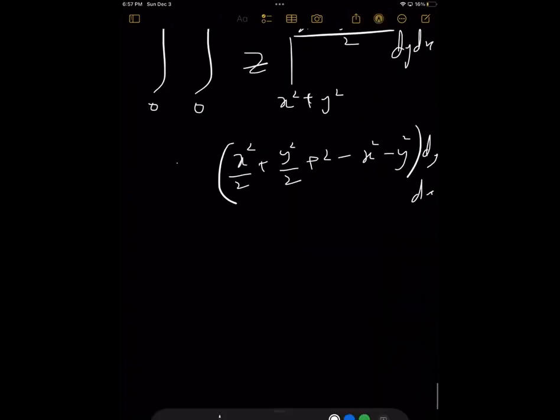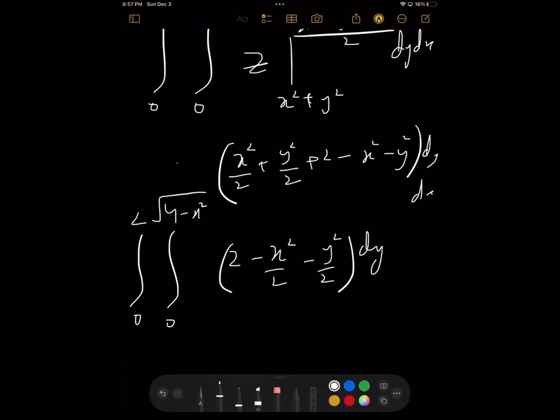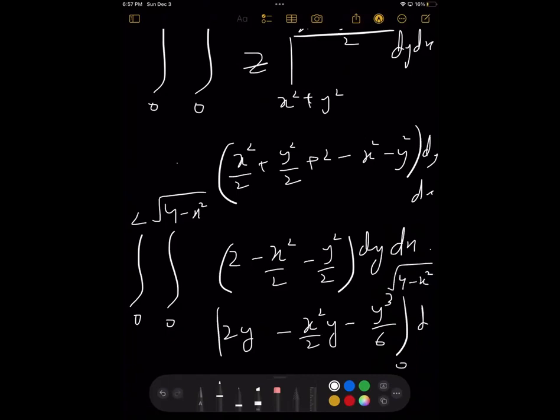So if I solve it, we have 0 to 2, 0 to the square root of 4 minus x squared. We have 2 minus x squared by 2 minus y squared by 2, dy dx. So integrated: 2y minus x squared by 2 y minus y cubed by 6. And it is going from 0 to the square root of 4 minus x squared, dx. Here our integral is 0 to 2.